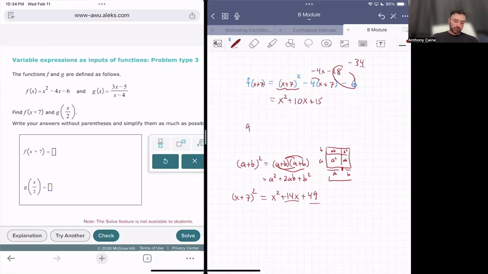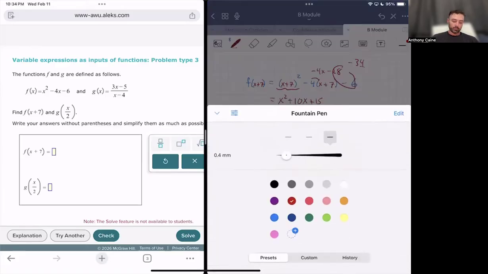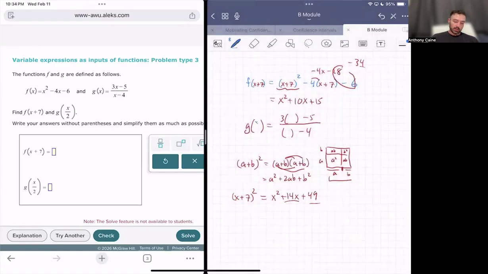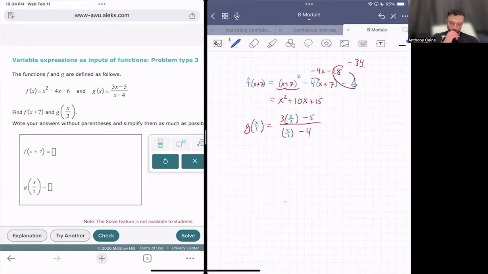All right, my g function, g of, and then whatever we plug in, what does g do? g is going to multiply the input by 3 and then subtract 5. And it's going to take the input, subtract 4, and then do that division. Fine. So if my input is x divided by 2, then I have to do all that. Okay, fine. Let's go ahead and do that. That's a little bit gross because 3 isn't going to cancel with the 2 at all.